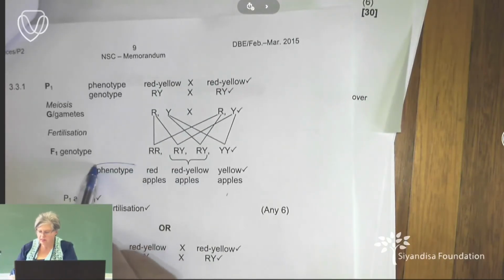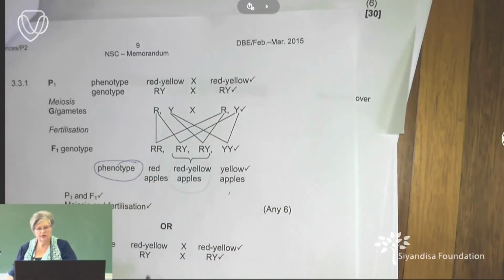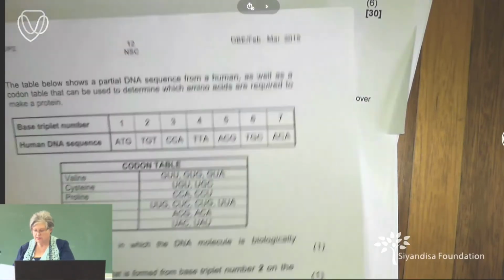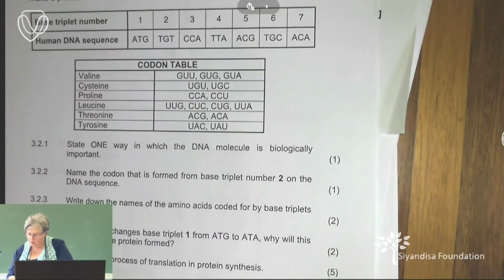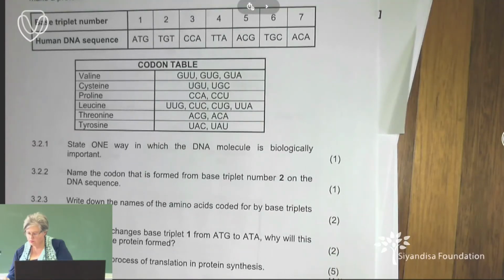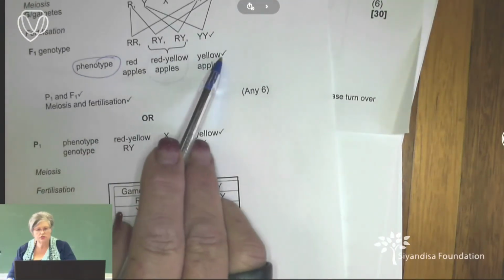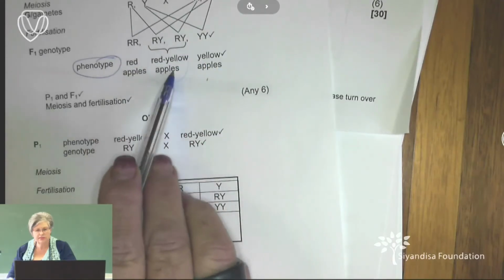The difference lies in the phenotype, because this is red and yellow apples. Okay, so that's the first question. What proportion of the F1 generation will be red, yellow apples? It will be 1:2:1, so it will be 50%.